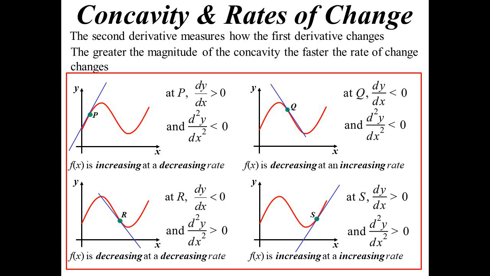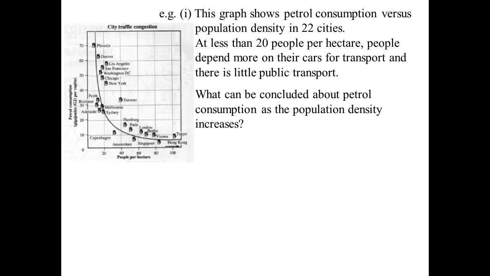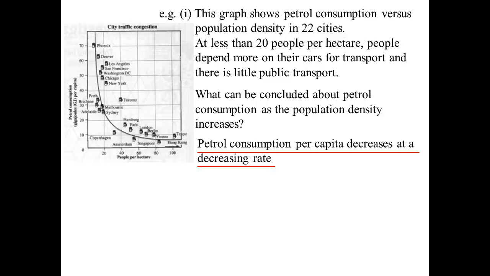So let's look at some interesting graphs here. Here's a graph. It also comes from a very excellent junior textbook. It's a graph of people per hectare versus petrol consumption, and it's simply saying, well, what can be concluded about the petrol consumption? Now, whilst back in year 9, wouldn't have known about the derivatives, basically it's decreasing at a decreasing rate because it's going down, so it's negative first derivative, but it's concave up, so positive second derivative. Signs are different, so it's at a decreasing rate.